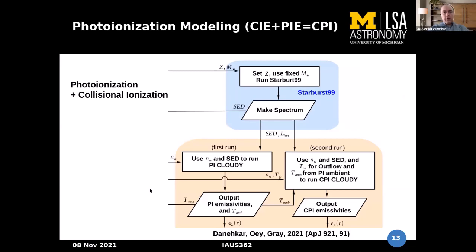For photoionization modeling, we first did photoionization plus collisional ionization, and I incorporated both the density and temperature profiles generated by Maihem, together with the ionizing SED made by Starburst99, to compute photoionization. In the first step, I didn't consider NEI, non-equilibrium ionization, which produces photoionization plus collisional ionization.